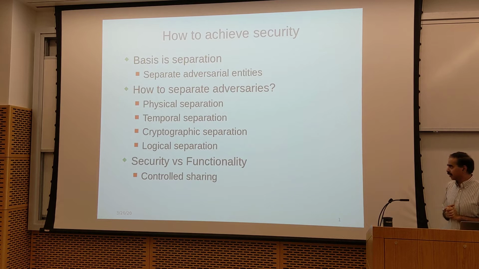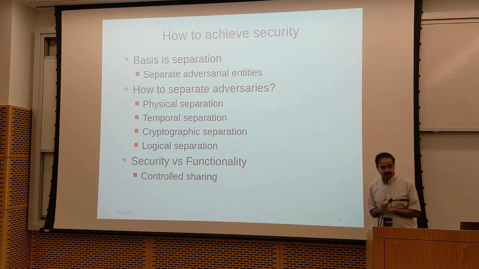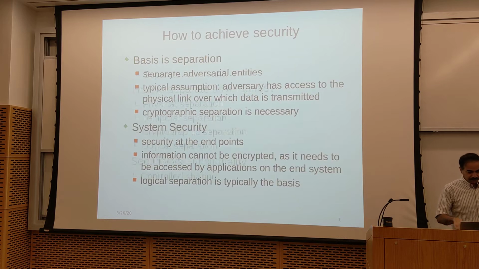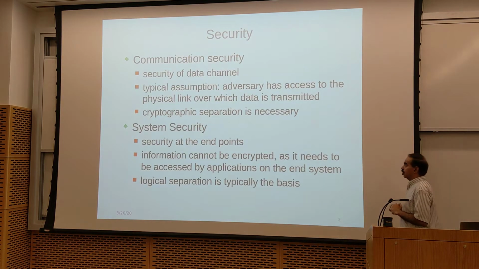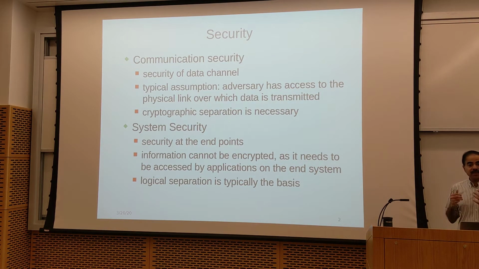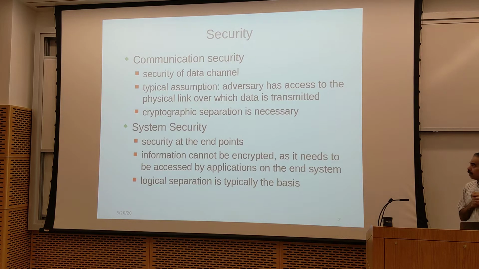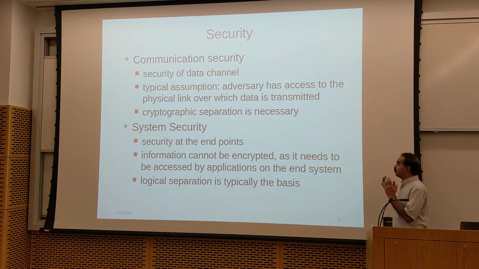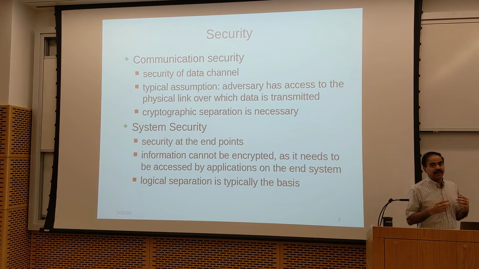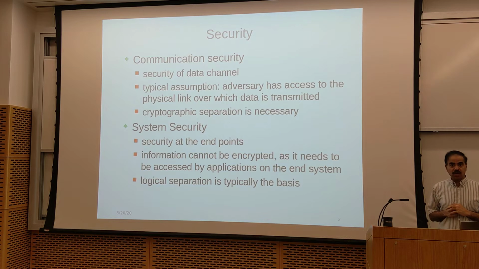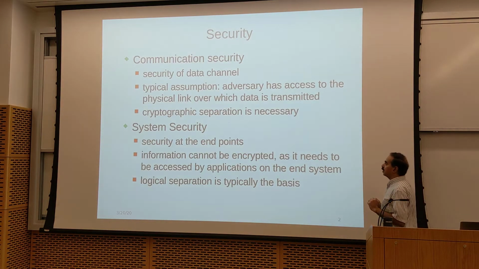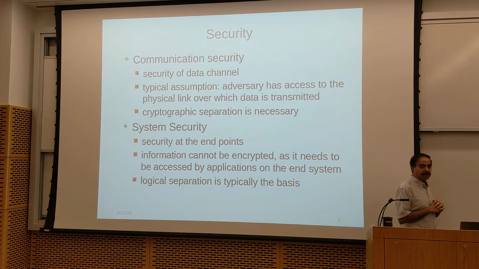We will talk about that later, but right now our goal is to talk about cryptographic separation. Okay, so cryptographic separation is in particular applied when you talk about communication security, right? That's where it's most important. But of course, it could also be used within systems to protect highly sensitive data. Okay, so what is communication security? It basically addresses how you protect data when you transmit it from one location to another, whereas system security is looking at security at the endpoints.